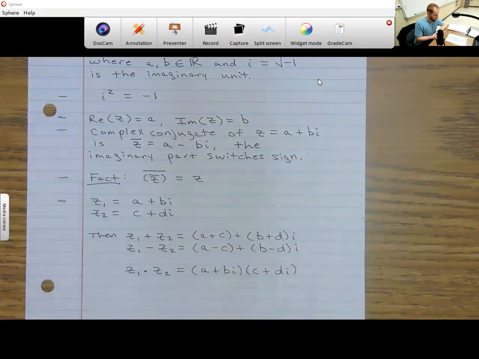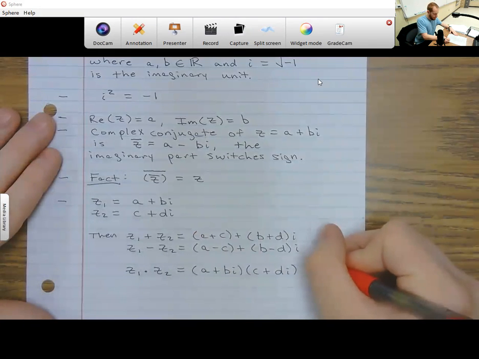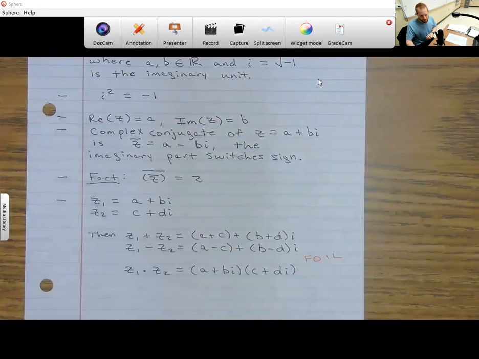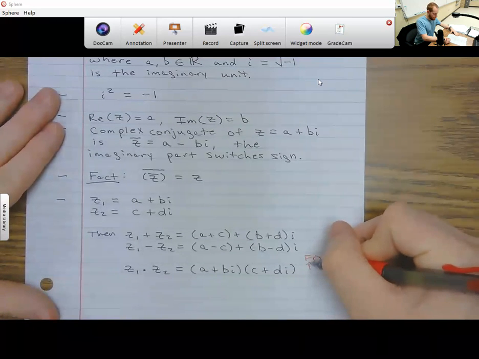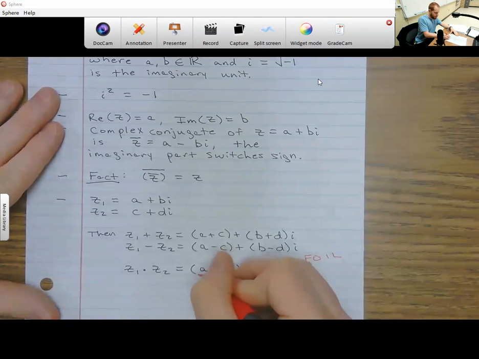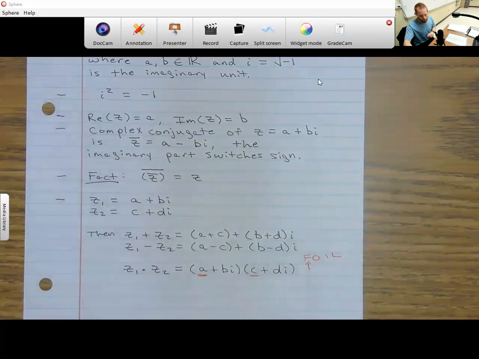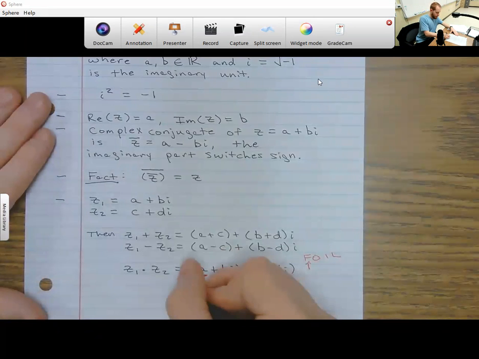And when I do this, I'm going to do the FOIL method. So we all know that the letters of FOIL mean first, outer, inner, last. So we're going to be following that today. So what are the first two terms? That's what the F stands for, the first two terms. Well, that's going to be a and c. So we multiply those first, and we get a times c.